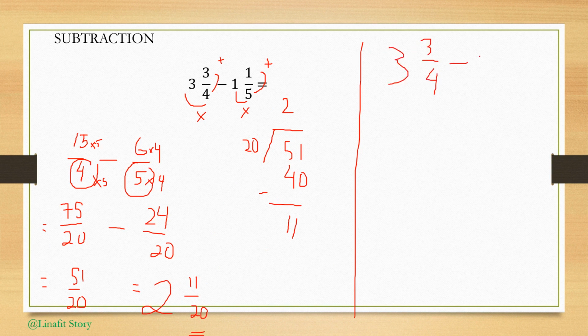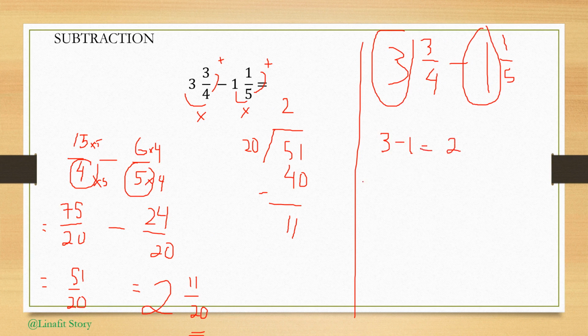3/4 minus 1 out of 5. So you may subtract the whole number first. 3 minus 1 equals 2. And then you subtract 3 out of 4 minus 1 out of 5.